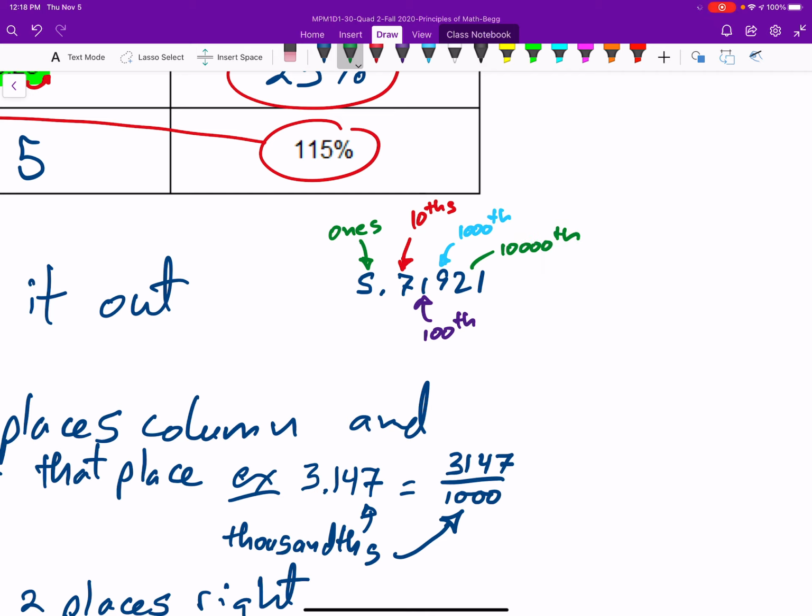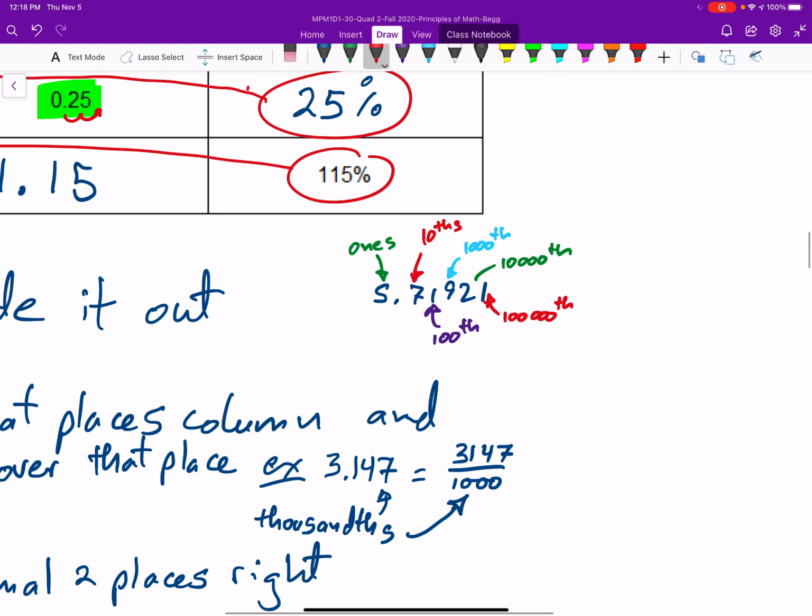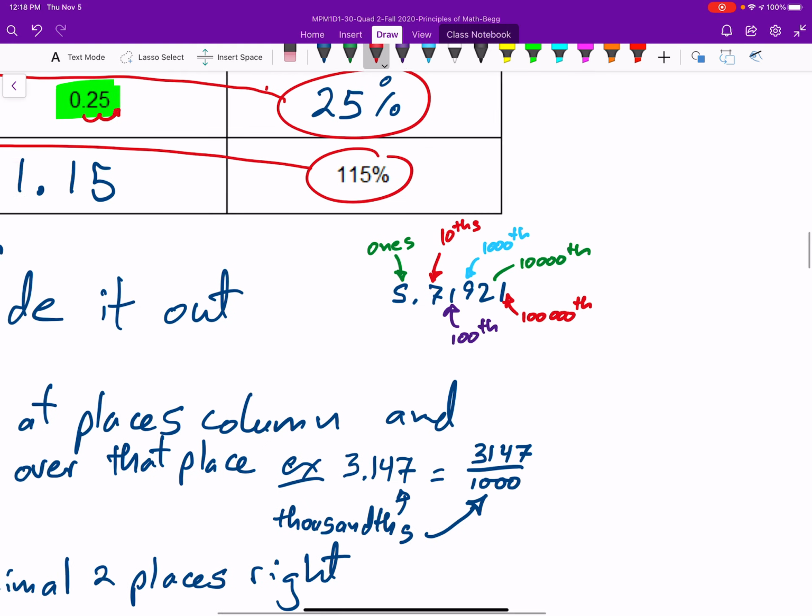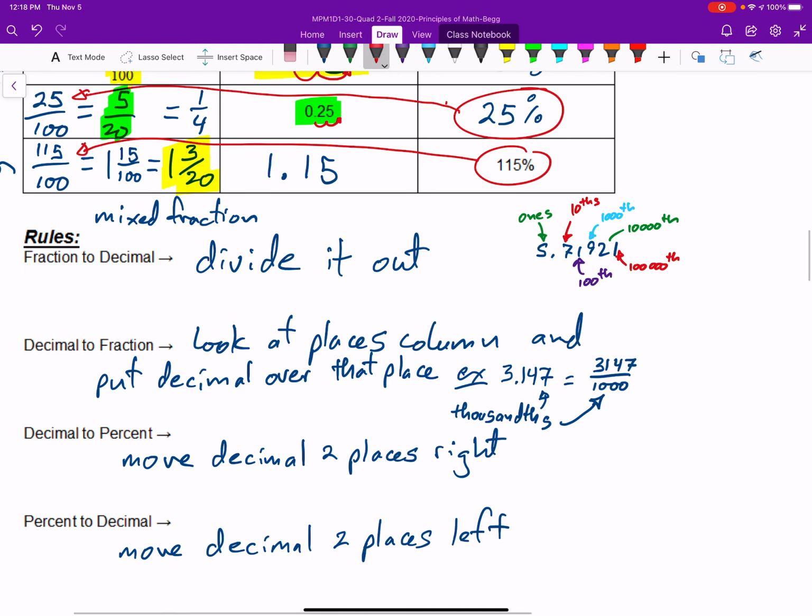And then the last one would be the 100,000ths. And it's not really the last one, it's just the last one that I drew. There could be a millionth place after that, and a 10 millionth place, and so on. What matters, though, is that if I want to change something from a decimal to a fraction, look at where the last decimal number is.